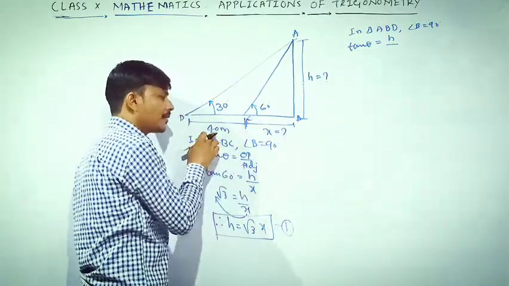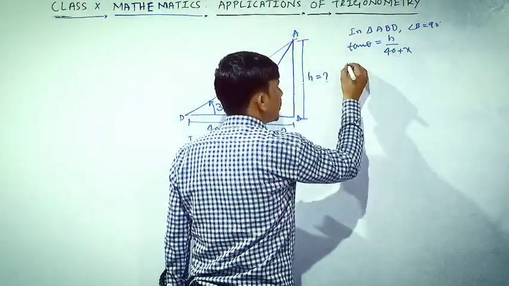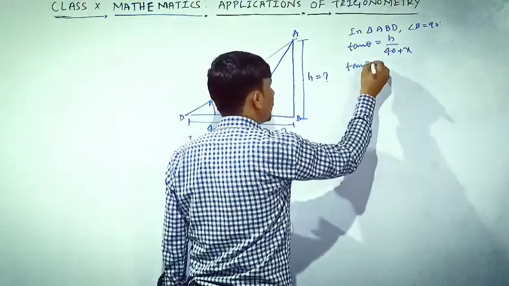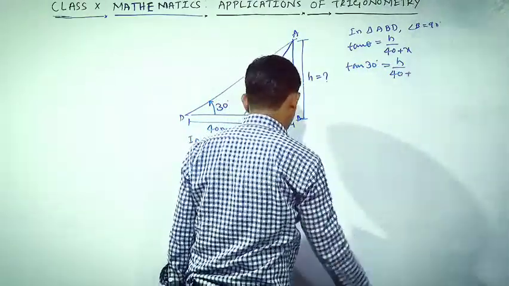What is BD length? It is 40 plus x. Tan 30 degree is equal to H divided by 40 plus what is X value?